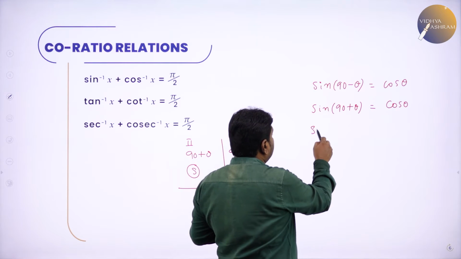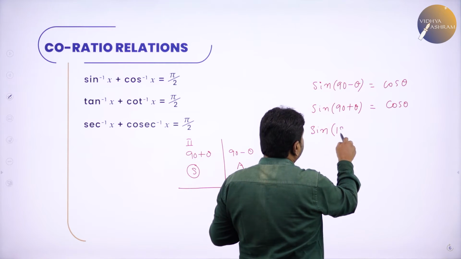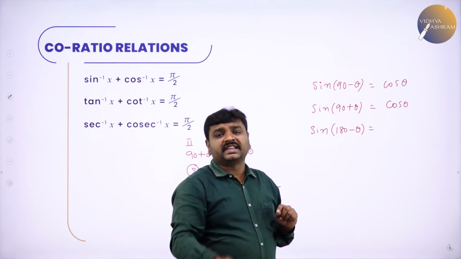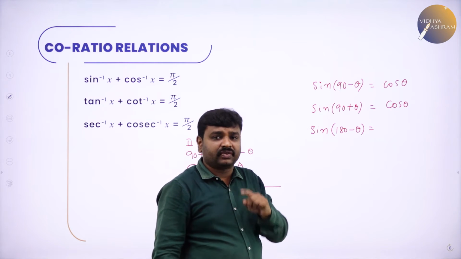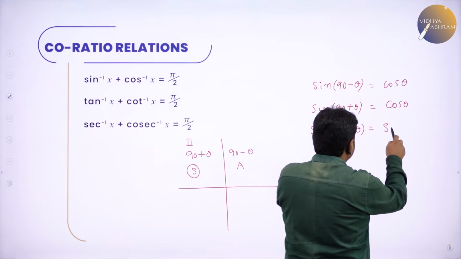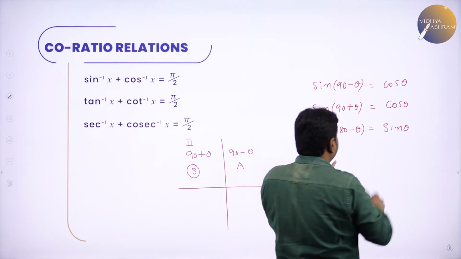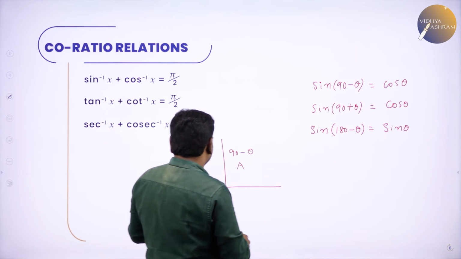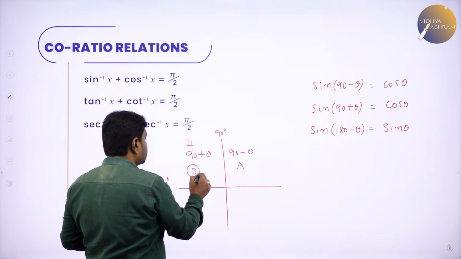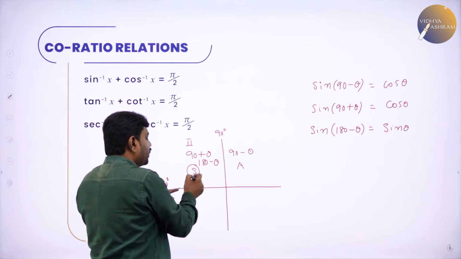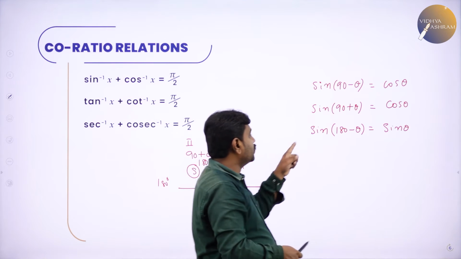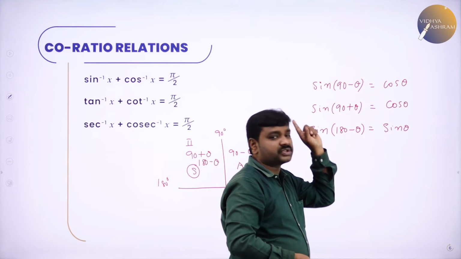Then sine of 180 minus theta. I told you for 180 and 360 the function does not change. So sine of 180 minus theta is sine theta. And 180 minus theta lies in which quadrant? This is the 90 degree line, this is the 180 degree line. 180 minus theta is in the second quadrant. In the second quadrant, what is the alphabet? S means sine and its reciprocal are positive. So sine of 180 minus theta is positive sine theta.